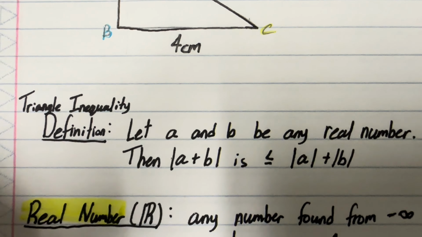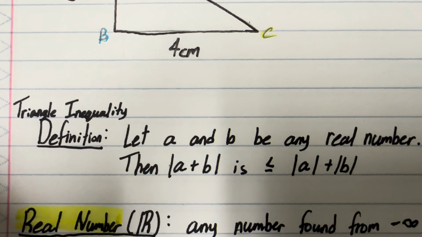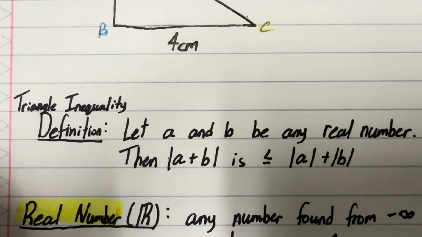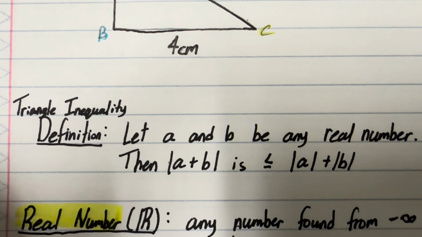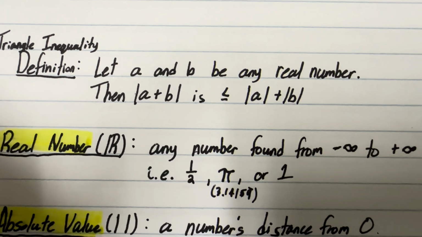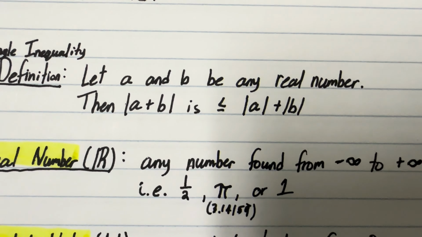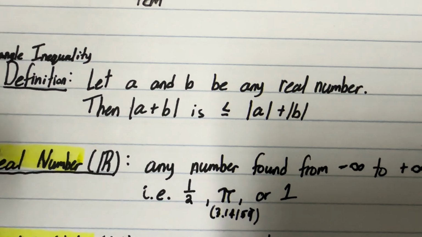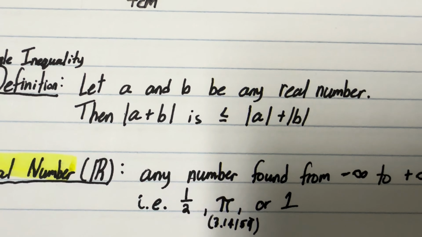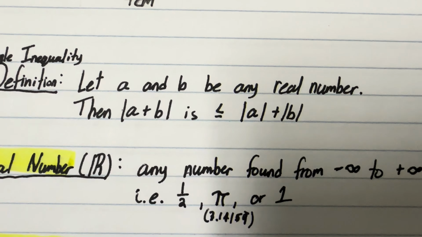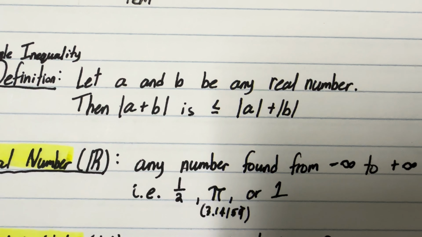Some definitions pertaining to this theorem that are useful to know are what a real number is and what the absolute value symbol is. A real number is any number found from negative infinity to positive infinity, whether that be a proper fraction like 1/2, or an irrational number like pi, or a whole number like 1.